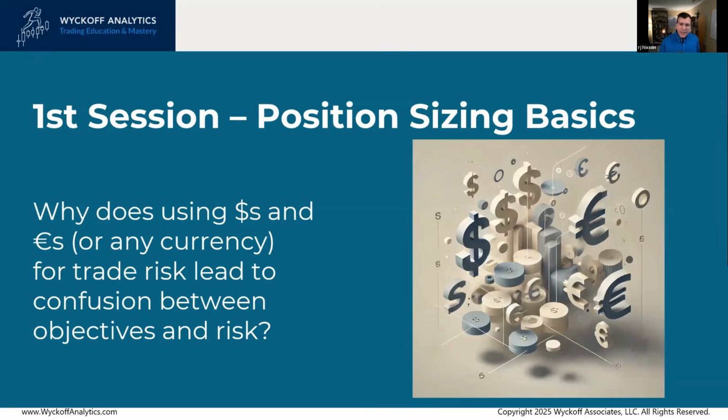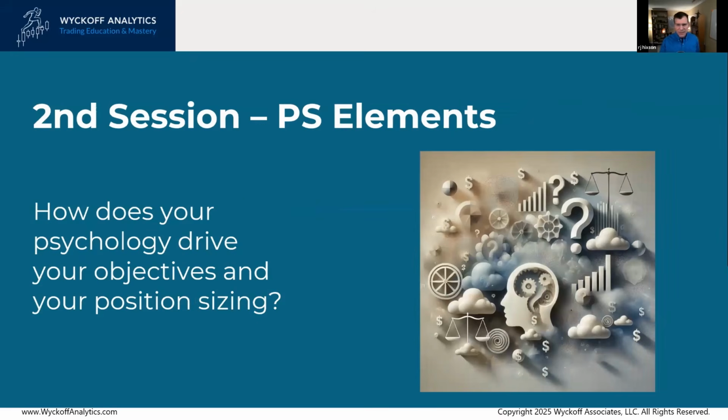Okay. So in the second session, we're going to be going into a little bit more detailed aspects about position sizing strategies now that we've got the basics out of the way. And just so you know, I'm covering the top items here. I'm probably touching on a third of the content that's in each of the sessions. But in the second session, how does your psychology drive objectives and your position sizing? So there's three main groups or three main types of traders based on psychology. If you understand which one of those you fall into, it makes it a lot easier figuring out your objectives and figuring out your strategies and aligning with those.